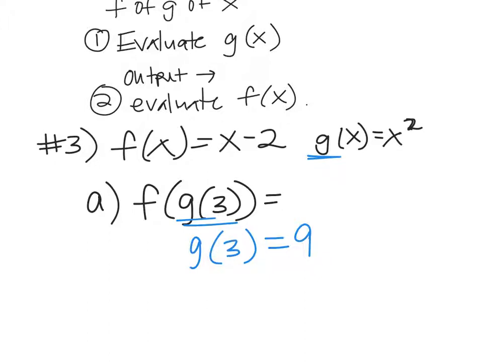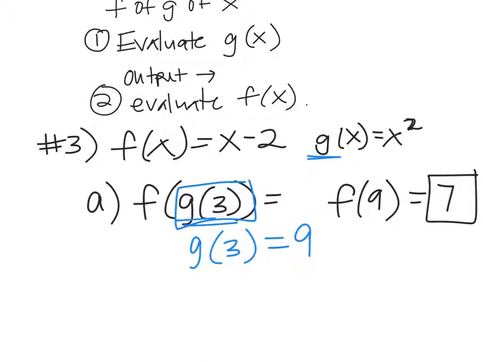So there's two functions: function f and function g. Right now I'm trying to evaluate g of 3. So I plug in 3 and I get 9. And then you know what you do after that? You plug 9 into f of x. You take that output number and plug it into f of x, and so your answer will be 7.